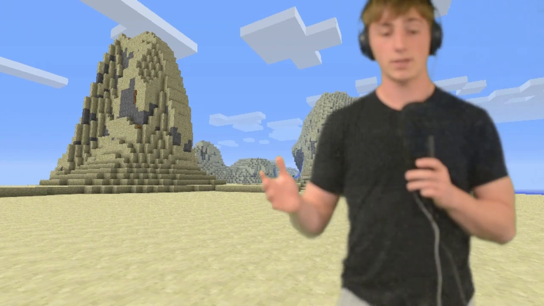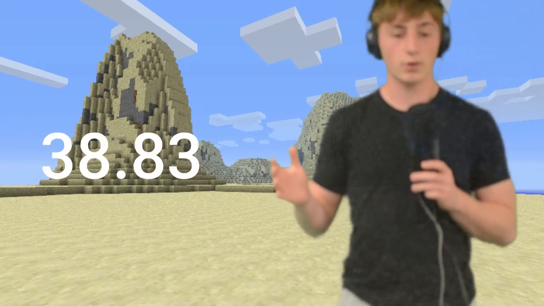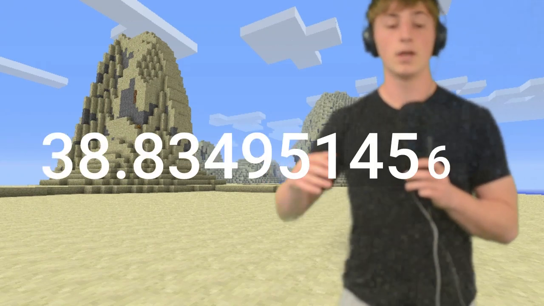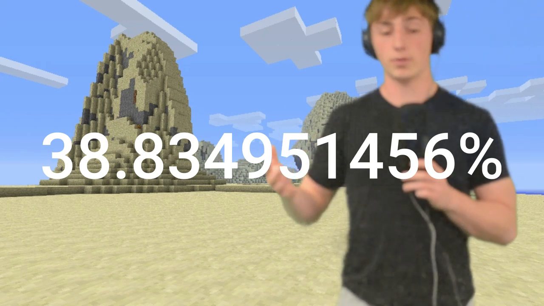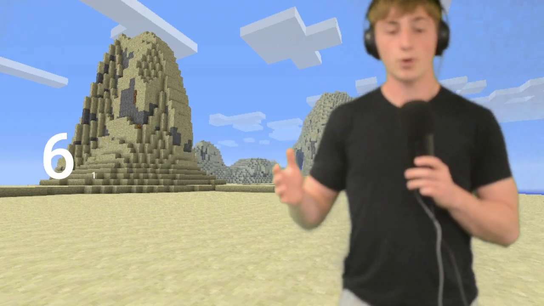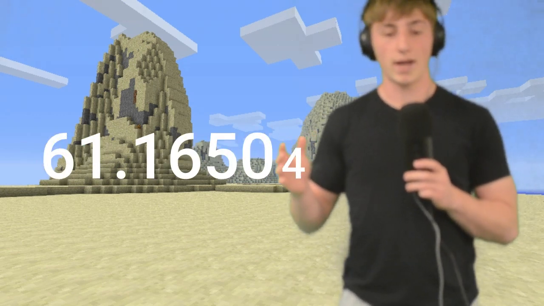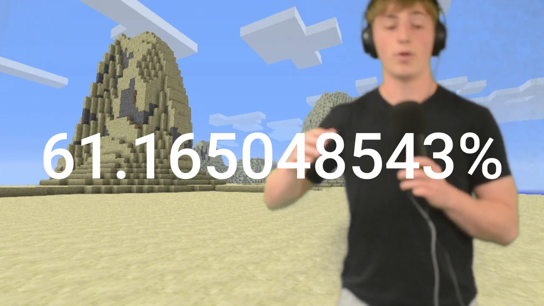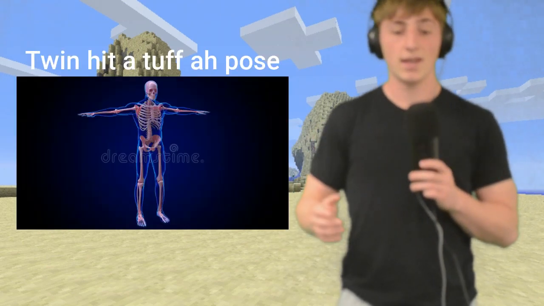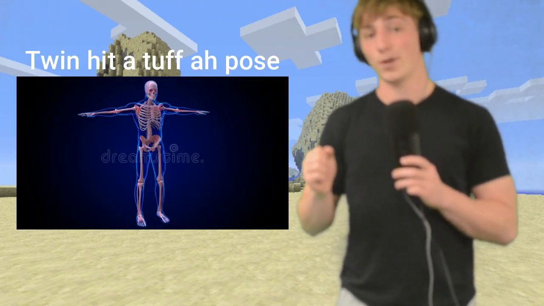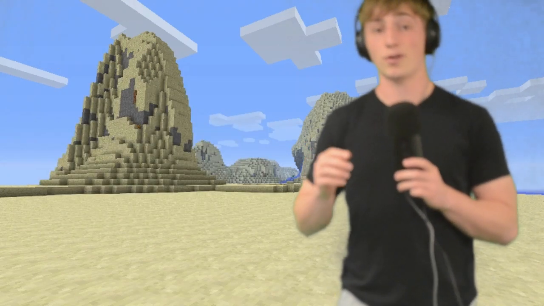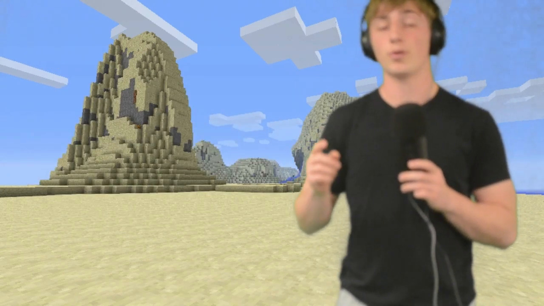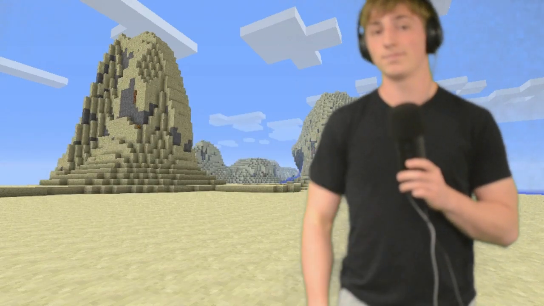The axial skeleton makes up 38.834951456% of all the bones in your body. Add that to 61.165048543% of all the bones in the appendicular skeleton, and you have 100% of the bones in our body. This means that there are 206 bones total in our body. Neat.